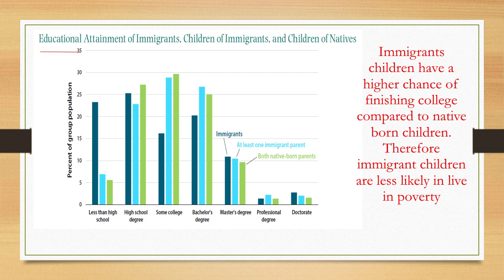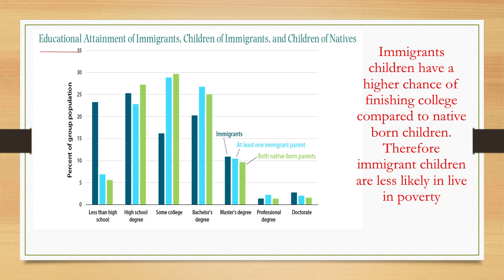Some people believe that immigrants are sucking their countries dry. Research has shown that they actually have a positive fiscal impact when compared to the natives of the country across every education category. Some studies reveal that children from the first generation of immigrants have a higher chance of finishing college compared to native born children. Therefore, they are less likely to live in poverty.